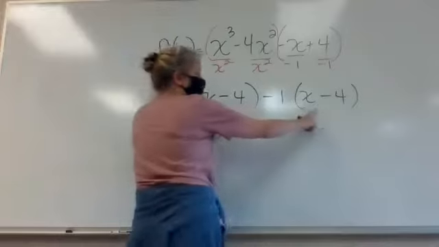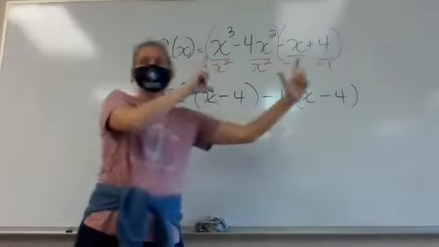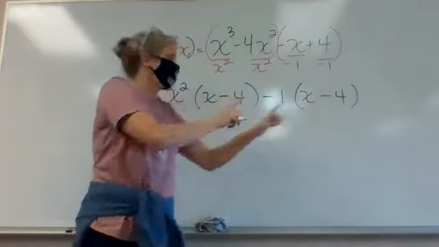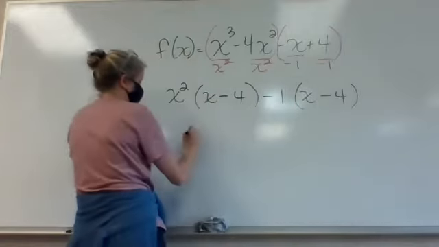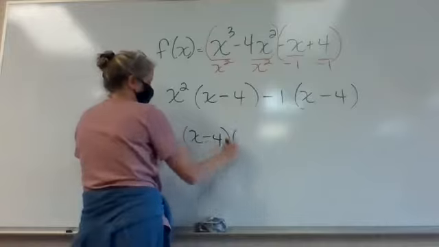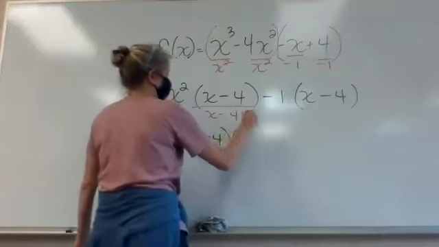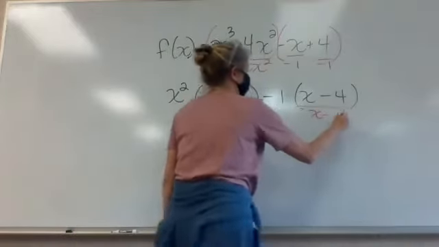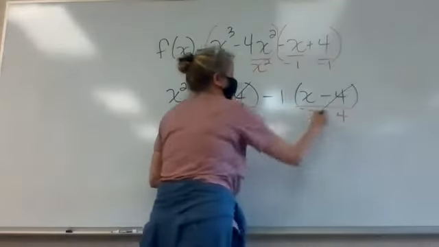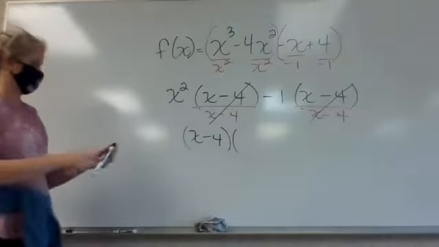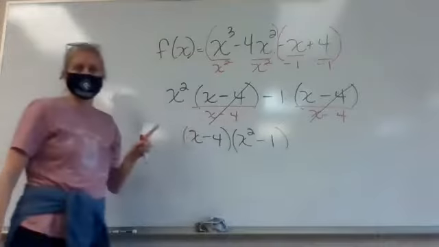Since these are the same, now I can pull out the X minus 4 and put in parentheses what's left. So they have an X minus 4, both separated by this. They both have an X minus 4. So if I take out the X minus 4 from each of those, it's essentially just going to cancel them. Going to be left in this parentheses. What's left that you see? X squared minus 1. I'm almost there.